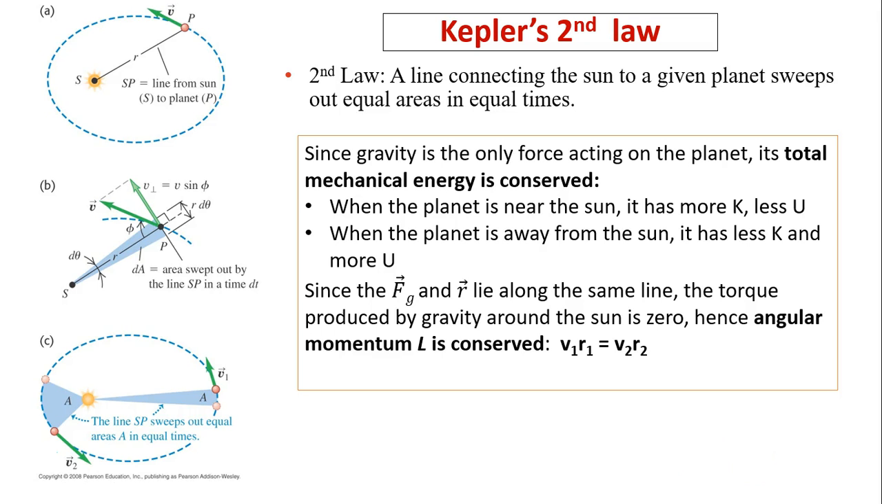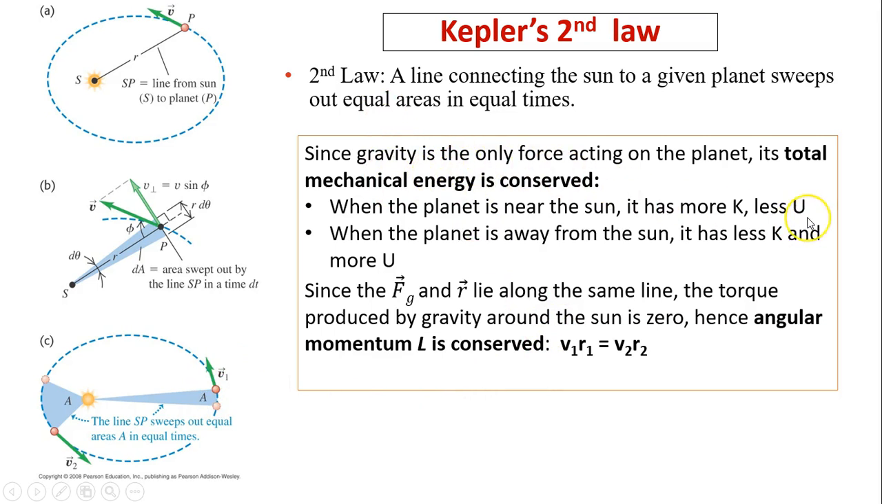Kepler's second law says a line connecting the Sun to a given planet sweeps out equal area in equal time. So this is a line connecting the Sun to the planet. For example, in 1 second over here, this area is the same as the area swept out over here in 1 second. As you can see, when it's closer to the Sun, the arc is longer because the focus is closer to the edge. On the other side, when it's further from the Sun, the arc is much shorter. So this has its implications.